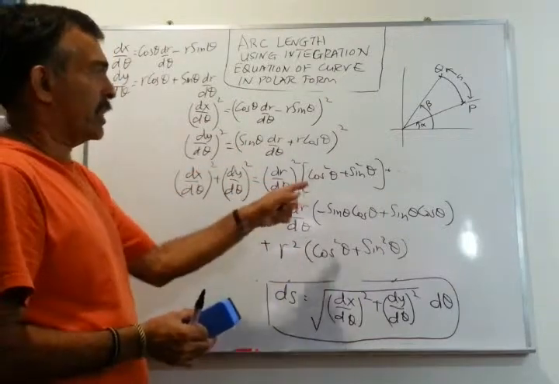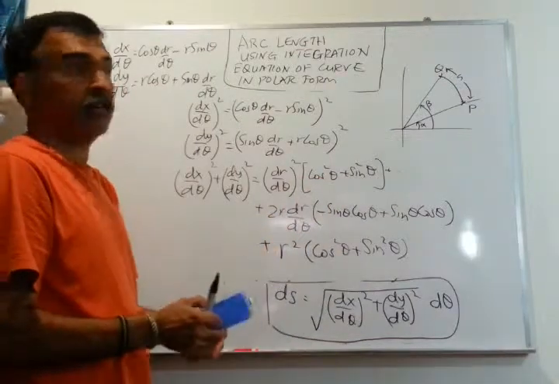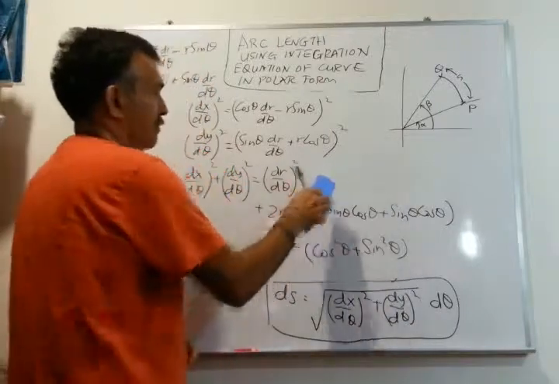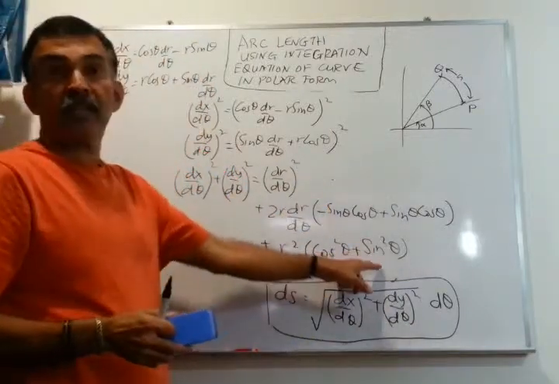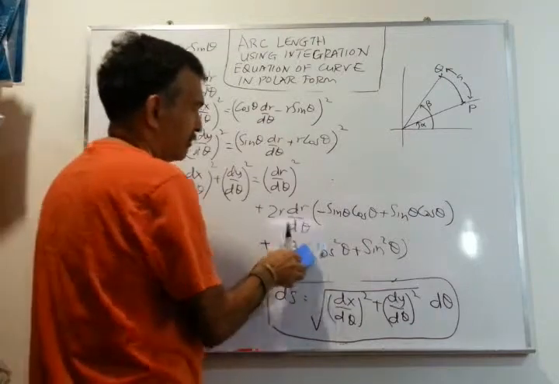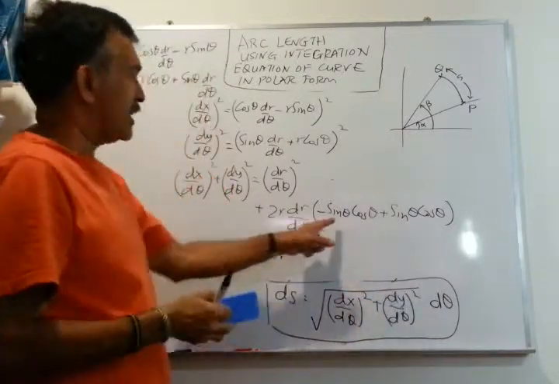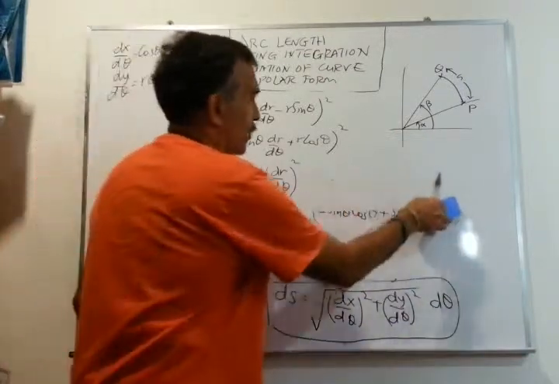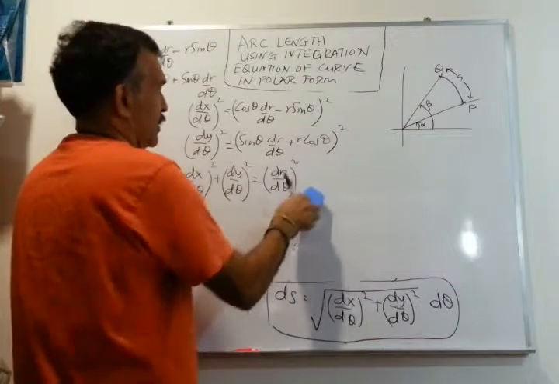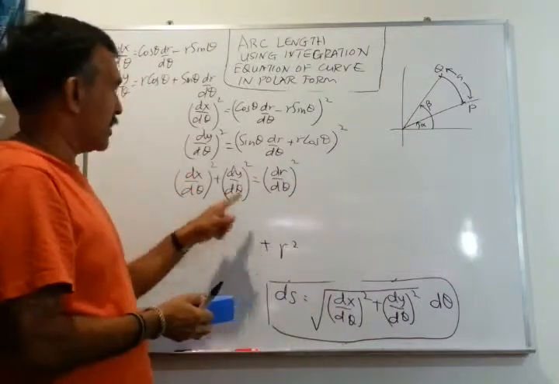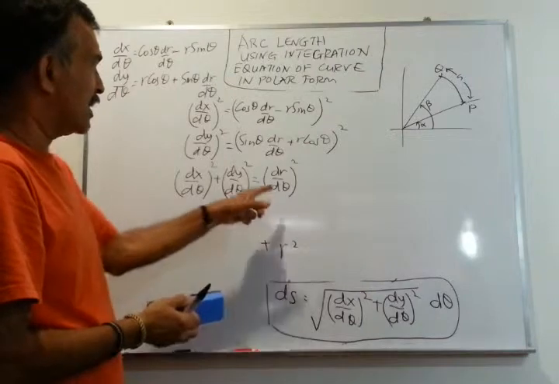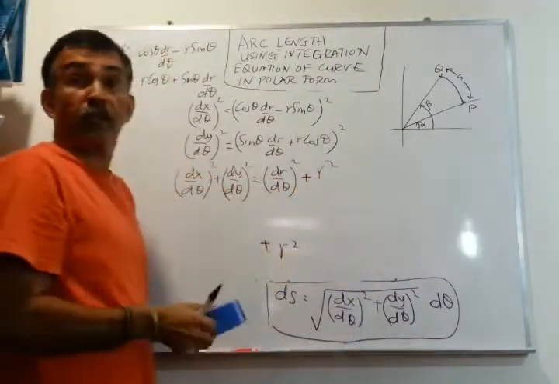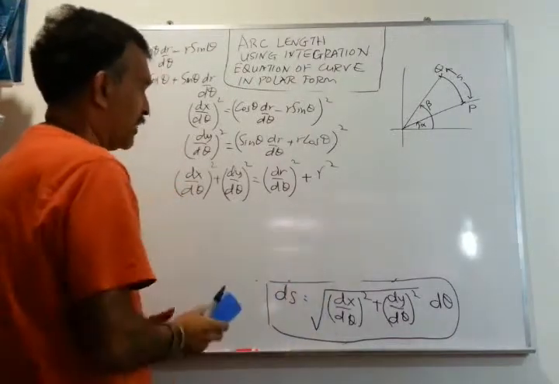But be very careful. Cos squared theta plus sine squared theta is 1, so this is gone. That's also gone. Minus sine theta cos theta plus sine theta cos theta, also gone. Good, now we are in business. So dx d theta squared plus dy d theta squared becomes dr d theta whole thing squared plus r squared. So now let's bring everything in.